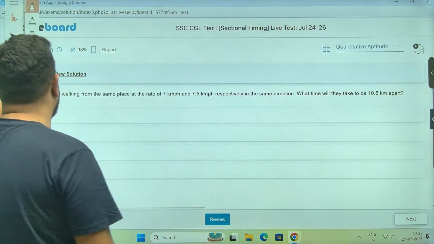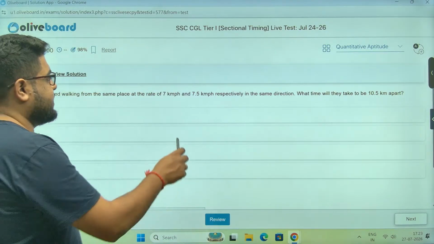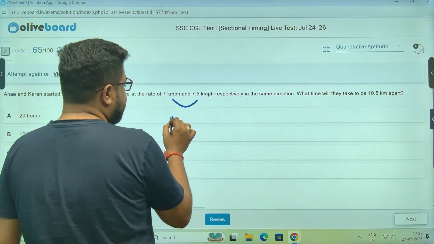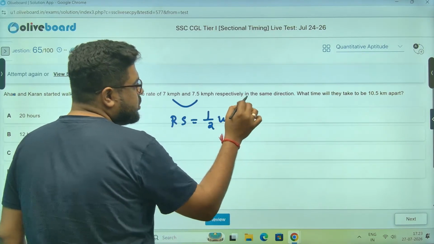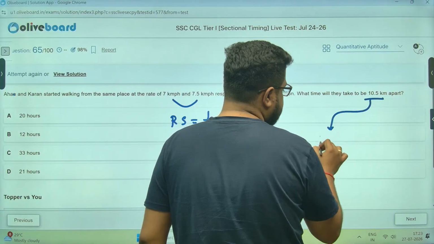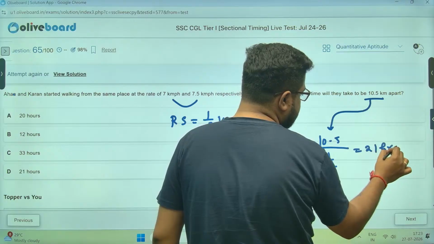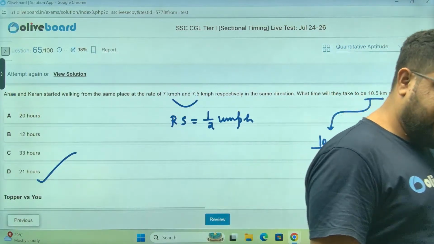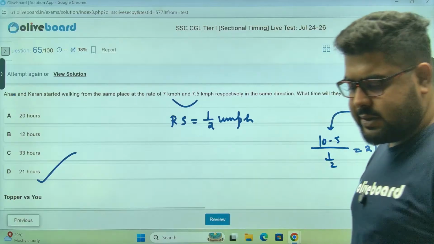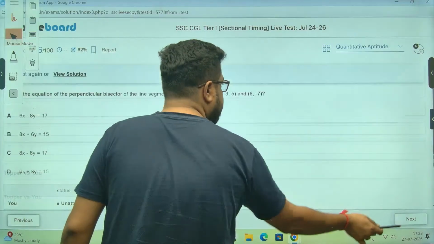Next one, please. Ahon and Karan started walking at the rate of this and this in the same direction. Same direction meaning relative speed will be 1/2 kilometer per hour, sir, and they are this much apart, meaning 10.5 by this. So 21 hours, sir. And that is your correct answer, option D. 21 hours is 100% your correct answer. Simple again, sir. Very simple questions. Next one, please.